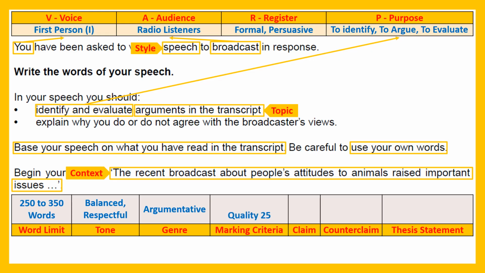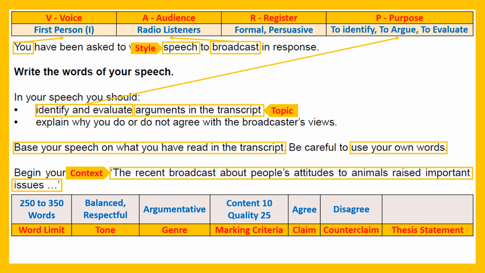You will be awarded 10 marks for reading, using, and developing ideas from the text, and 15 marks for writing, style, structure, organization, and accuracy. Before writing, decide on your position. Do you agree or disagree with the broadcaster? Clearly establish your viewpoint from the outset.